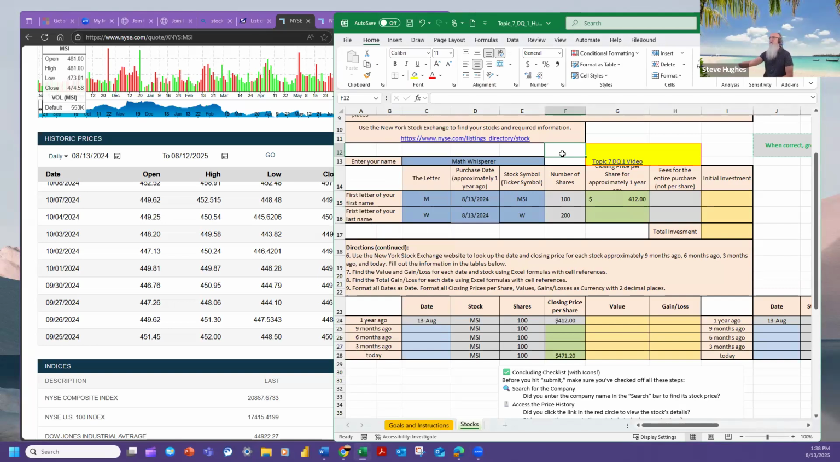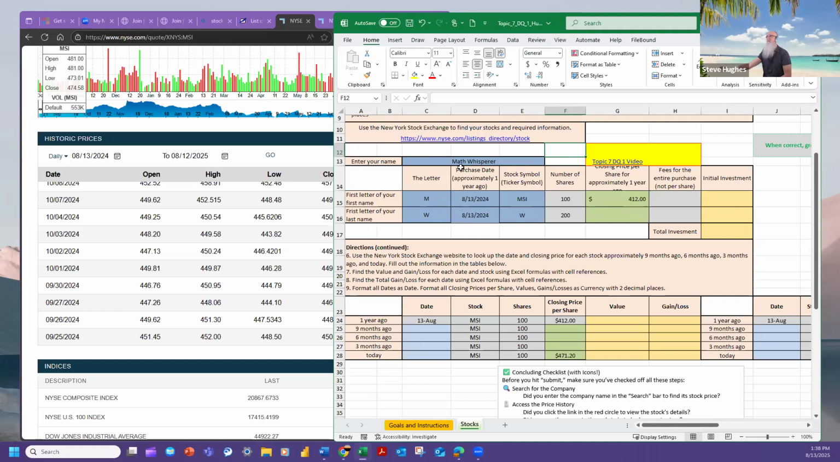So the first thing you want to do is type your name in here. Okay. Math Whisperer. The first letter of my first name is M. The first letter of my last name is W. A year ago was August 13, 2024. I need to look up two stocks, one that begins with W and one that begins with M.